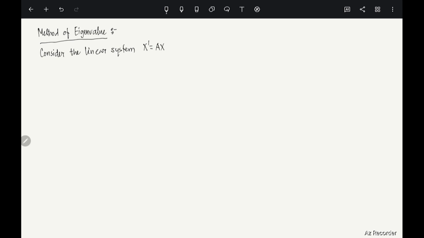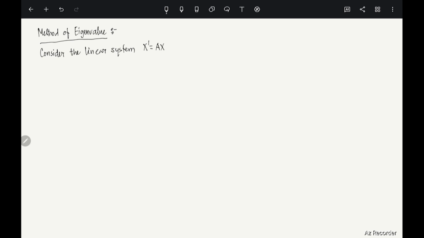Given x(0) equals x0, we know that e to the power At times x0 is the solution. That we have already seen. But in that case, you have to calculate the exponential, and we have to know how to calculate it, which is, by the way, not a trivial task. So there is another way of computing this. This is actually basically calculating the exponential only, but in a different context.